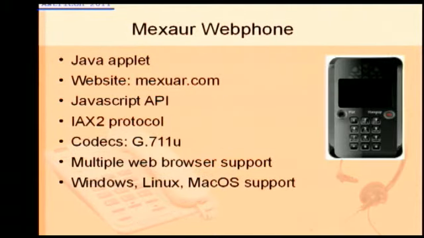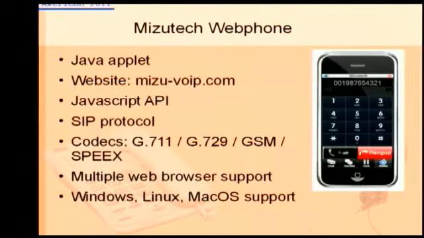Mexaur, this is a company that actually will customize. They have quite a few different skins that they've created for their Java-based web phone. Last time I contacted them, they were only supporting G711. But again, we were referred to this by a few users in our community. This one, the Mizutech, is SIP only. There really isn't too much difference in the actual functionality of most of these. This one obviously is a little prettier, but again, it's another Java applet web phone.